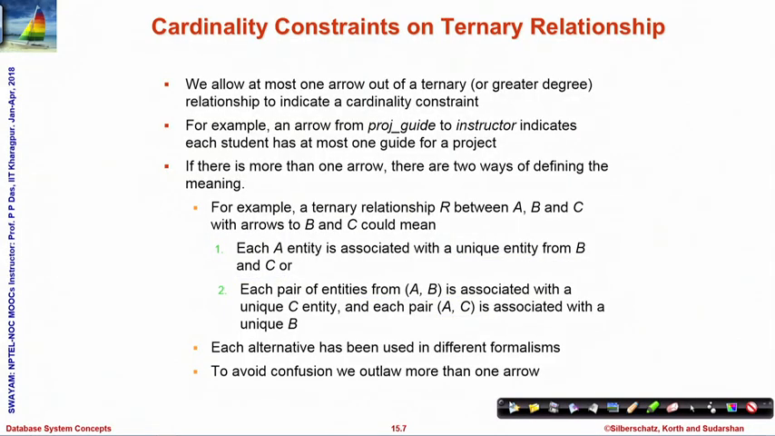So, there is multiplicity of interpretation if we allow more than one arrow in the case of a ternary or higher degree relationship. For simplicity in this course, and this is what is often followed in practice, in the case of a ternary or higher order relationship, only one arrow will be allowed in that relationship.